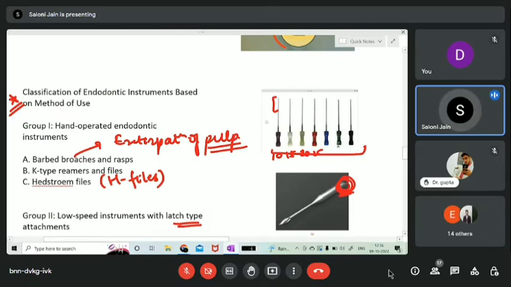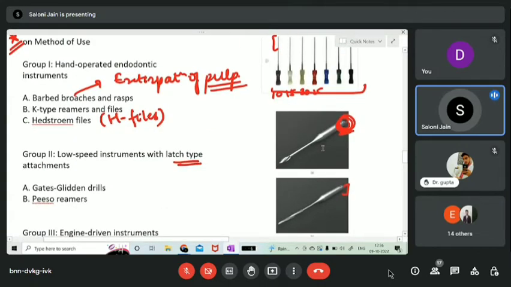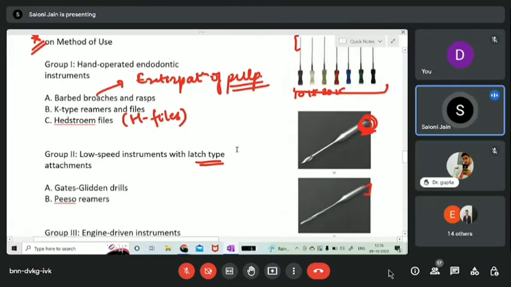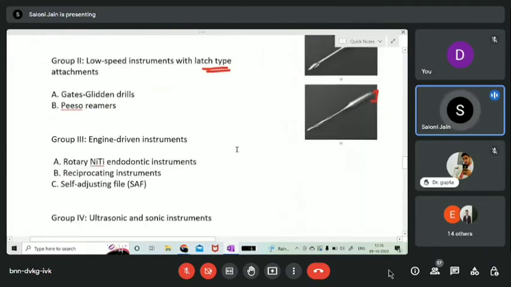Next are the K-type reamers and files, and H files, which we'll see a bit later. First we'll see GG drills, that is the Gates Glidden drills, and the Peeso reamers. So basically, these are the GG drills, as you can see here.